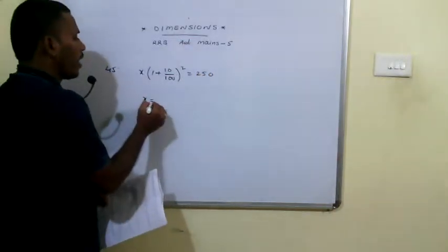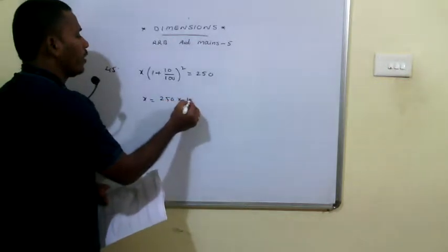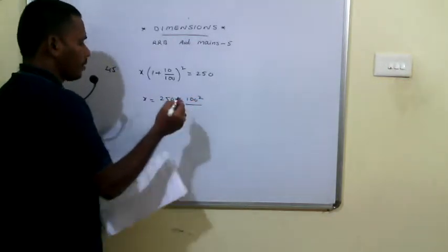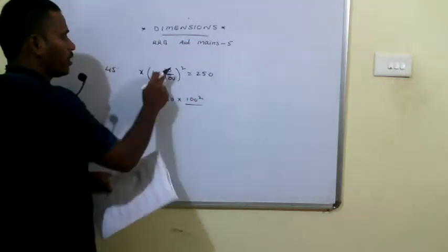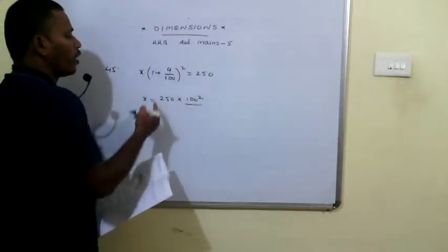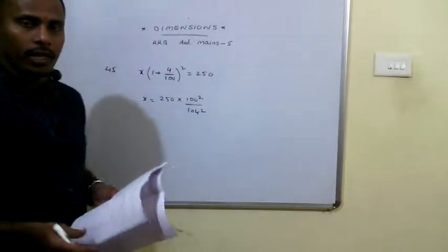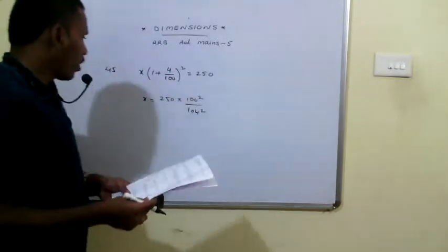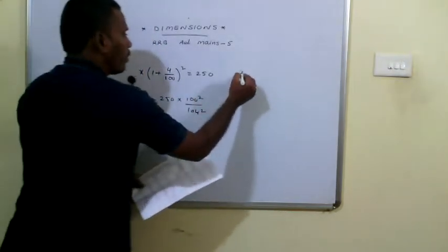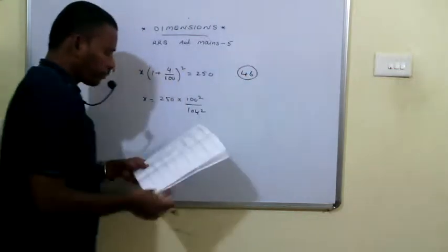Okay. So from there X is equal to 250 into 100 square. See, the rate of interest is given as 4%. It is not 10. So 4 by 100. So 100 square by 104 square. On simplification of this, you will get the value. Okay. There ends 45. Then coming to the 46th problem.